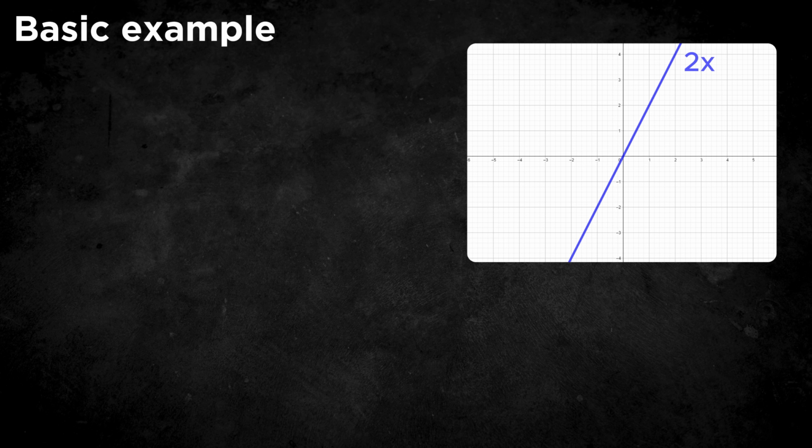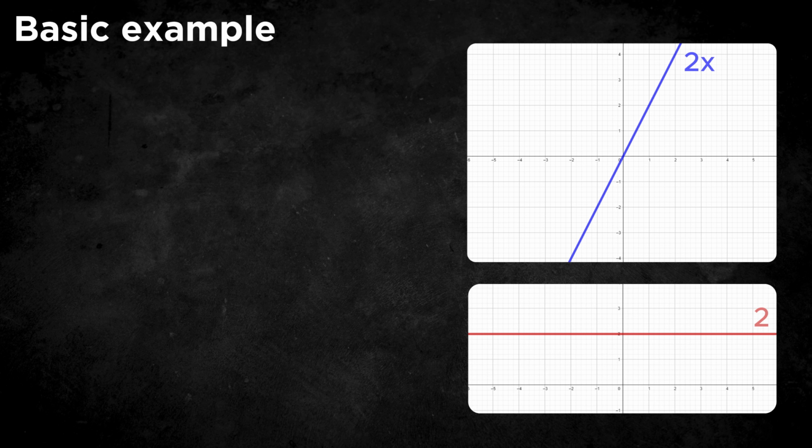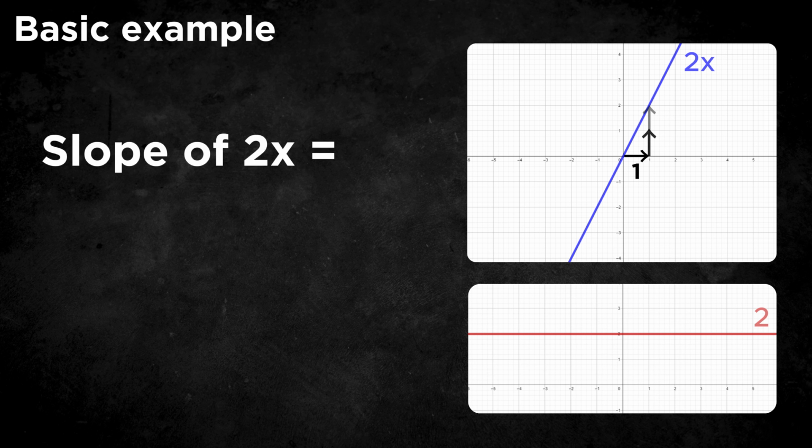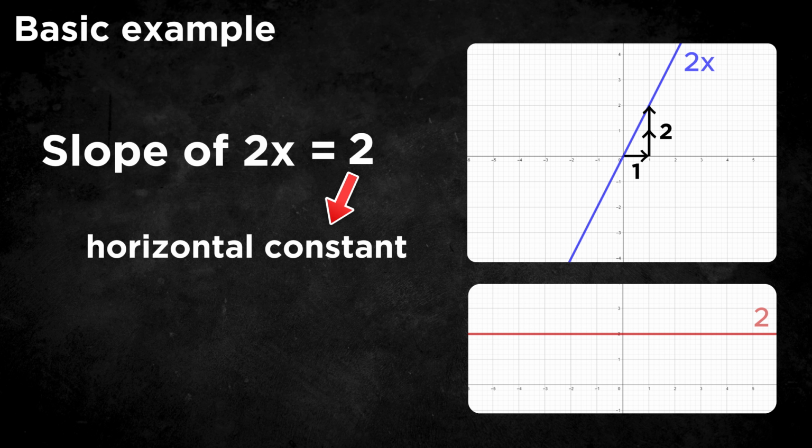Here we have the function 2x and its derivative 2. We can see that the slope of the original function equals 2 with every value of x. Therefore, the derivative function is just a horizontal constant with a y value of 2. Let's now take a look at a more useful example, so you get the hang of it even more.